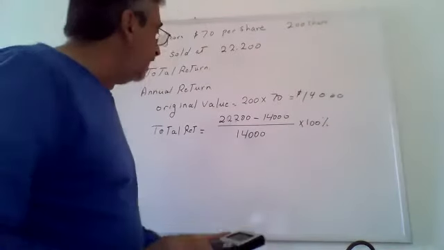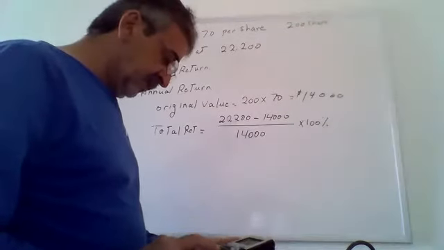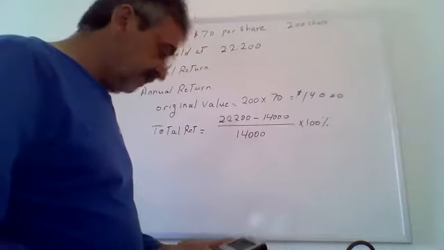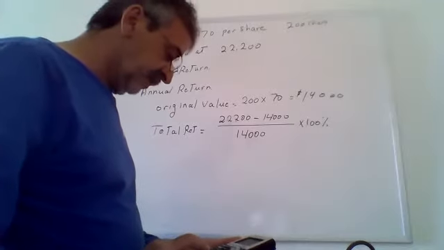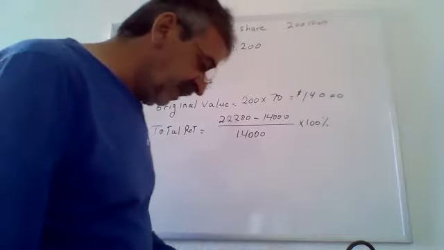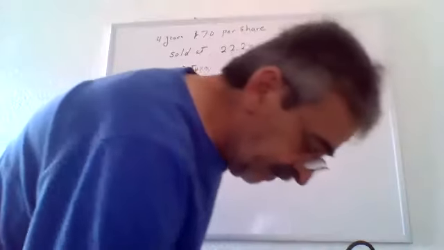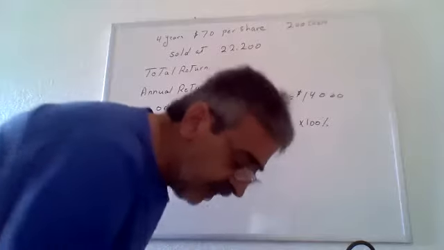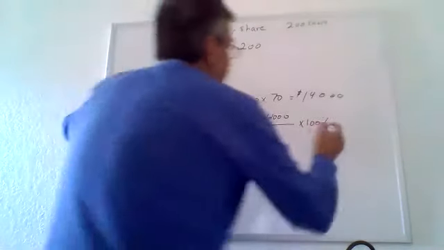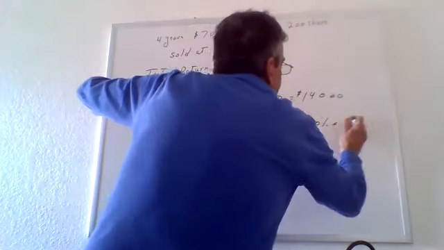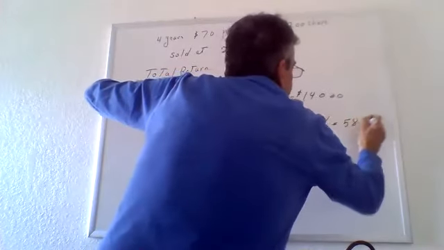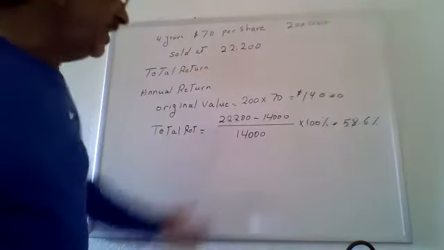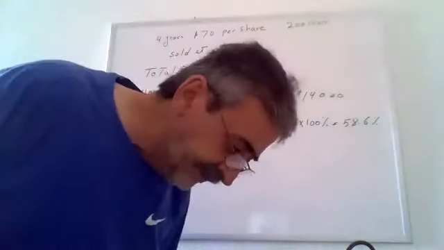So we figured that out. 22,200 minus 14,000 divided by 14,000, and that should give me 58.57%. It says to round to one decimal, so we're rounding to 58.6%. So my total return is 58.6% on that amount.